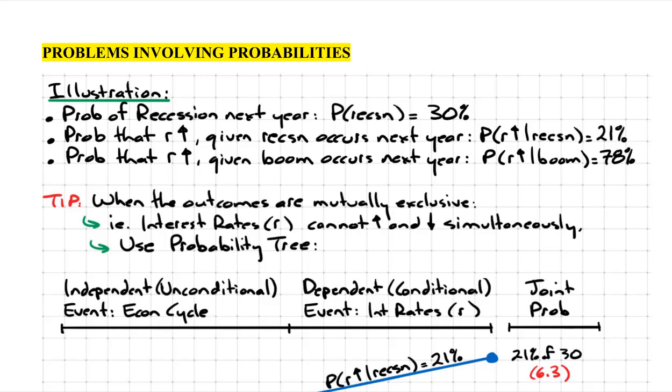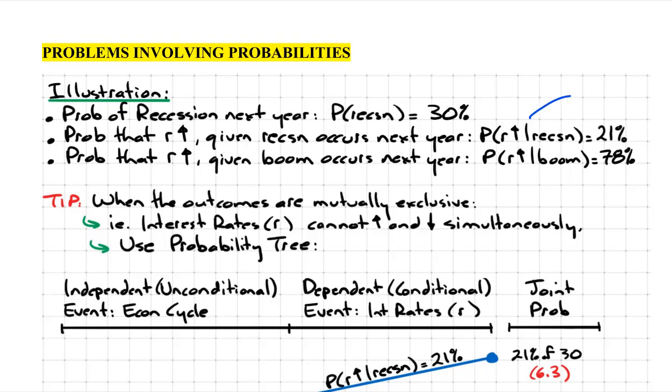Problems involving probabilities. Let's look at an illustration. Suppose that the probability of recession next year is 30%, and the probability that interest rates will go up given that there's a recession next year is 21%. So first I'd like to point out how the practice is to express these probabilities.